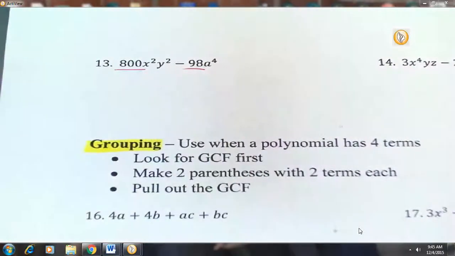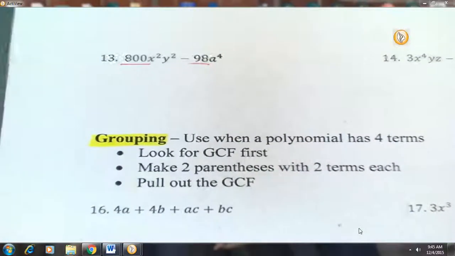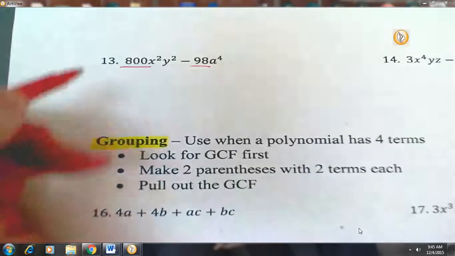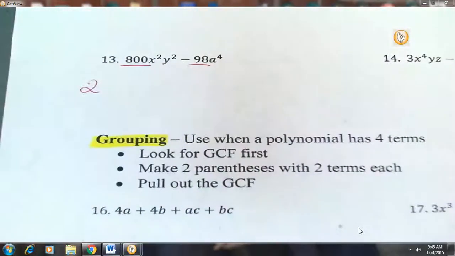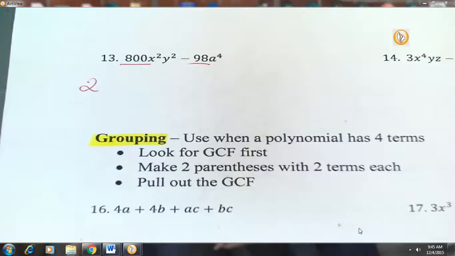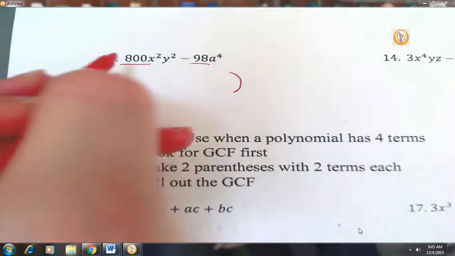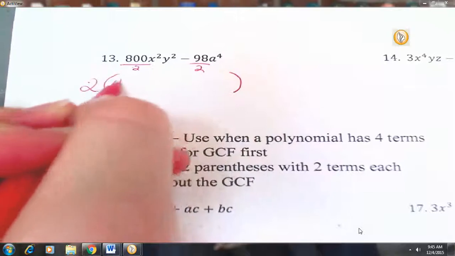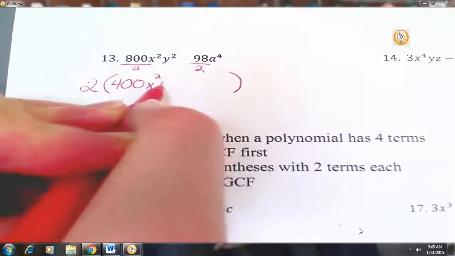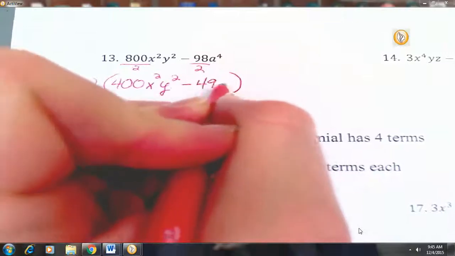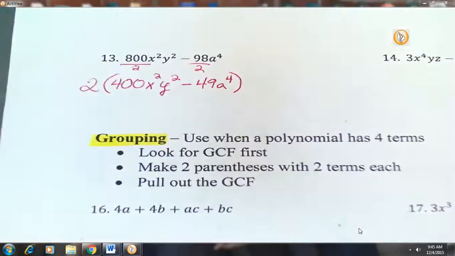So what number goes into 898? Not eight. That's a lesson. They're both even, so 2 definitely does. Let's try with 2 first. Do we have any variables in common that we can take out? Nope. So in parentheses, let's put what we have left and we divide by 2. 400 x squared y squared minus 49 a to the 4th.